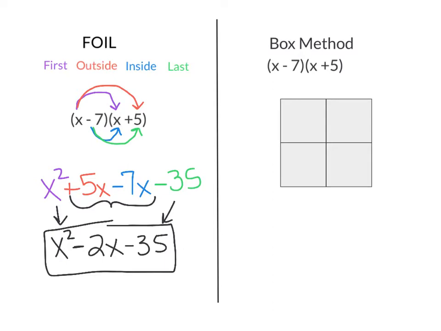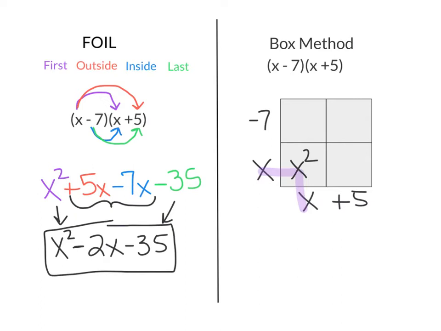So let's move over here to the right and let's do the same thing, but let's use the box method. So I'm going to start by writing my values in. So I have x and then minus 7 and then x and plus 5. And again, I'm going to color code this to try to help us see how each row and each column is multiplied together. So starting in that bottom left corner, we have x times x, which gives us x squared.